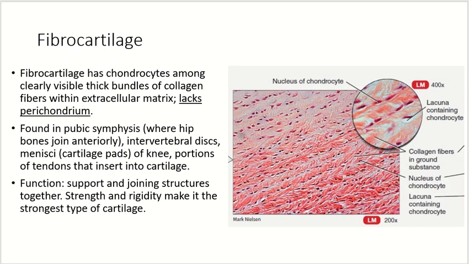This is also going to be found in the intervertebral discs that are going to separate those vertebrae, as well as in the meniscus of the knee, as well as portions of the tendons that are going to insert into the cartilage. Functionally, fibrocartilage is going to be excellent at providing support and joining various structures together. This strength and rigidity that we see in this fibrocartilage is going to make it really strong. It's actually the strongest type of cartilage that we see of the three.